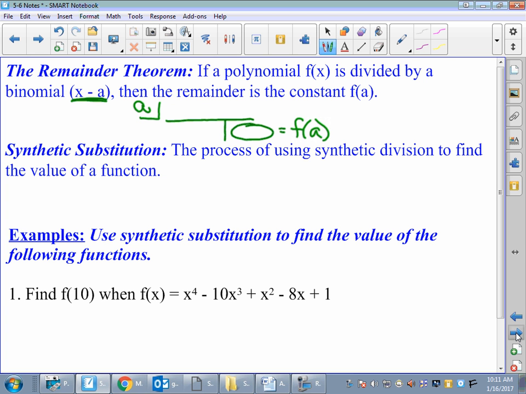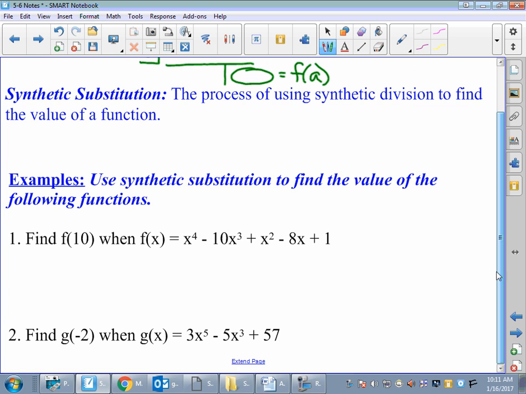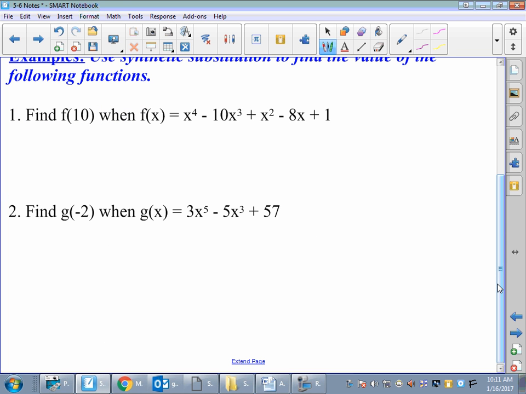When we use synthetic division to find that value, it's called synthetic substitution. So it just changes the name a little bit. We're going to actually apply that down below here twice. So we're going to find the value of f of 10. I just want to reiterate that if we're finding f of 10, we are actually going to put positive 10 up here, and that it relates to the factor x minus 10. So the sign has already been changed.